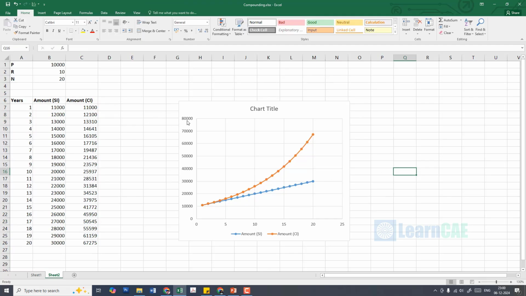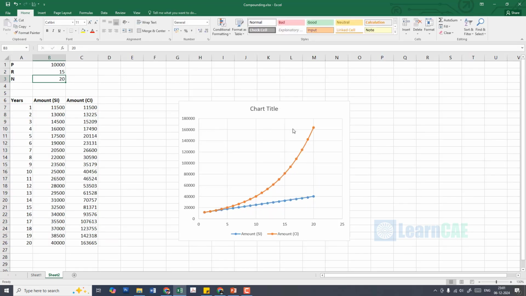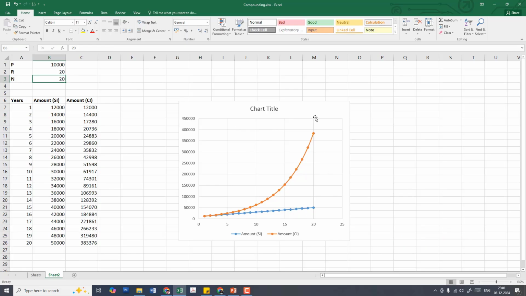We can see the difference as the time period grows. This is for 10%. If I increase it to 15%, you can see the difference is much higher. So it is even more than 4 times. So this shows the power of compounding. As you keep compounding over number of years, then the total amount will be increasing significantly higher than the simple interest. Okay, let me change it to 20% and then see. Okay, so the difference is vast. So this is the power of compounding.